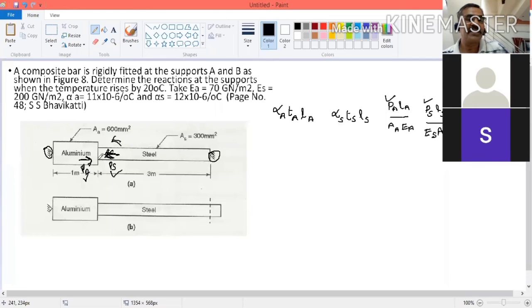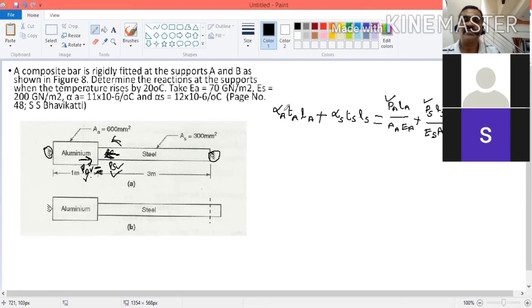This will try to expand, and finally it will occupy one position. At that position, P A must be equal to P S. It is in equilibrium, so the load applied balances. Otherwise, it will start moving. So it is occupying the equilibrium, so P A is equal to P S. Now the equation is this expansion plus this expansion is equal to this load plus this load.